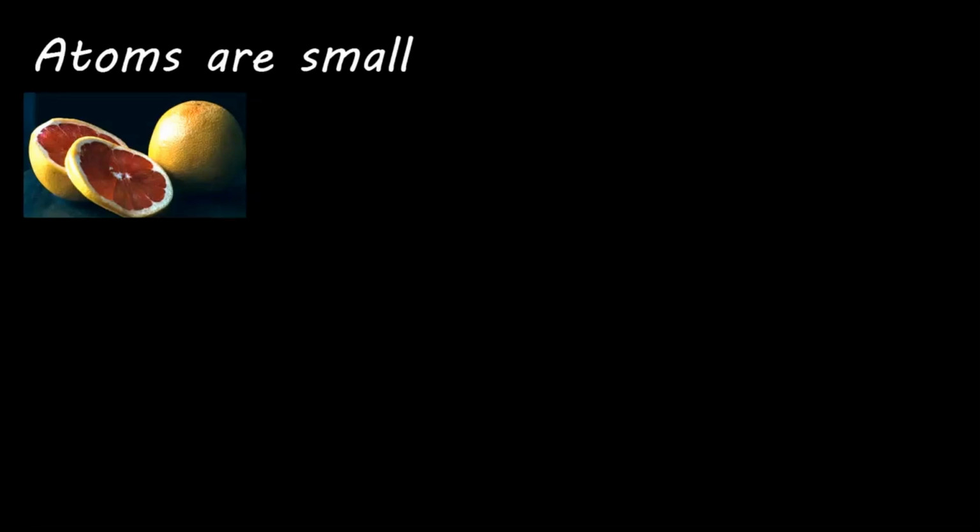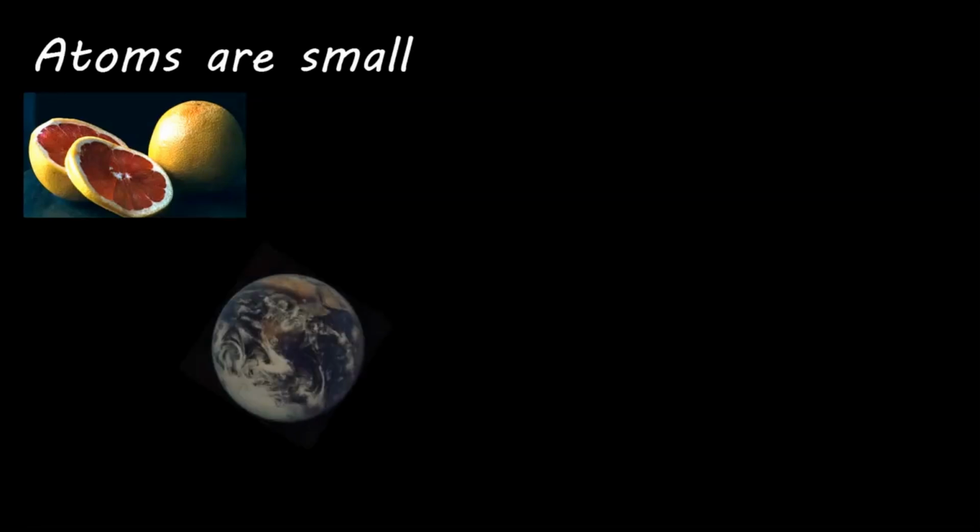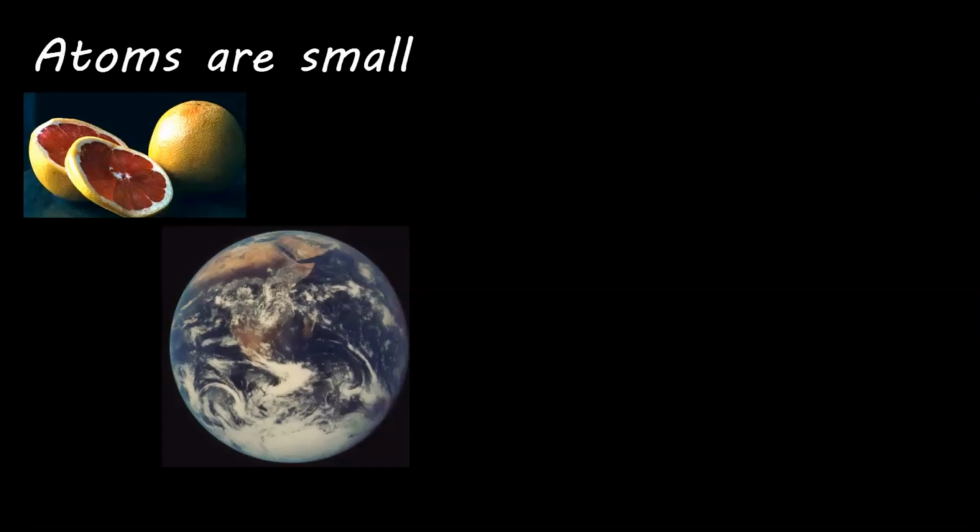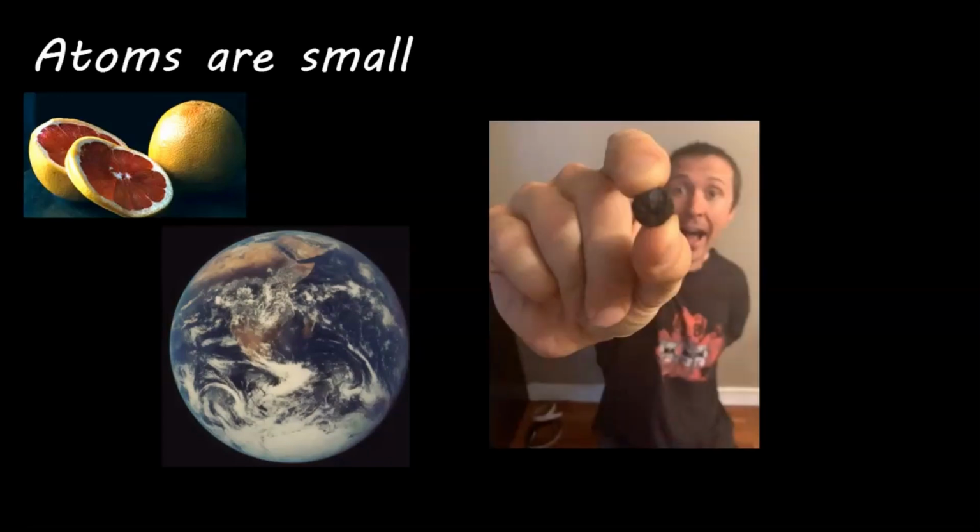Atoms are, well, small. If we imagine a grapefruit the size of the Earth, then an atom would be the size of a blueberry. That's very small. The word atom comes from the Greek word atomos from 400 BC or so, which means indivisible, or cannot be divided into smaller parts, because those who believed in atoms at the time believed that the atom was the smallest form of matter.